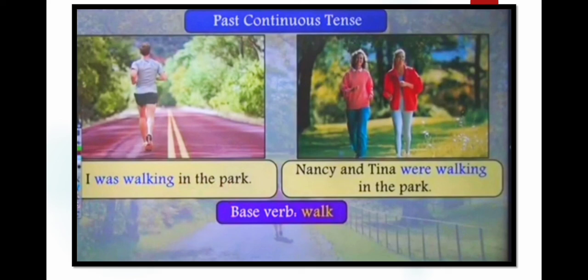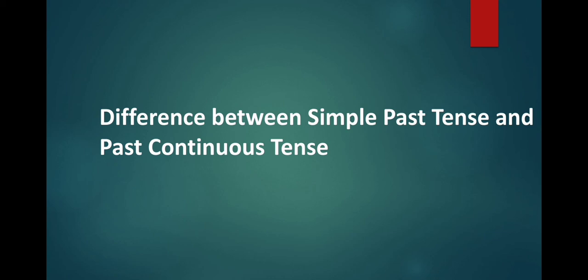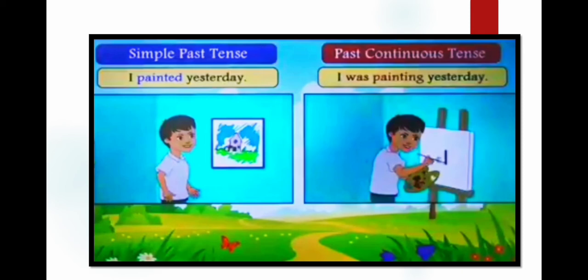Now students, I have explained to you about simple past and past continuous tense. Now I am going to tell you the difference between simple past and past continuous tense with the help of the given example. I painted yesterday. Painted is in simple past tense. This is the verb which shows that it is in simple past tense. In the past continuous tense, we will say, I was painting yesterday. So in the past continuous tense, verb is was painting. What is the difference in these two?